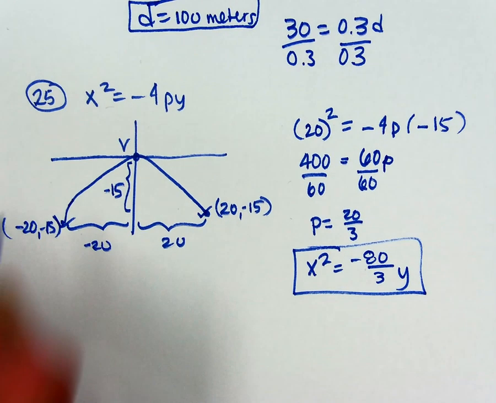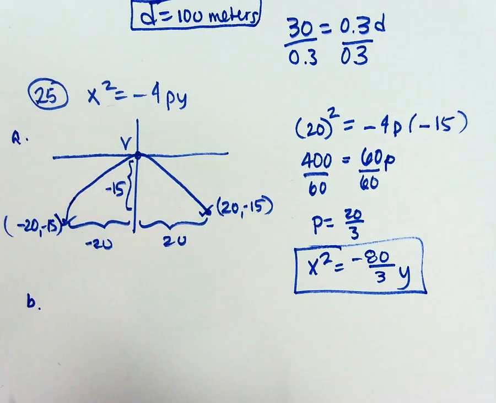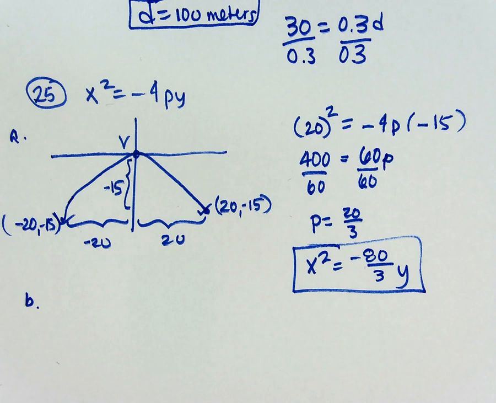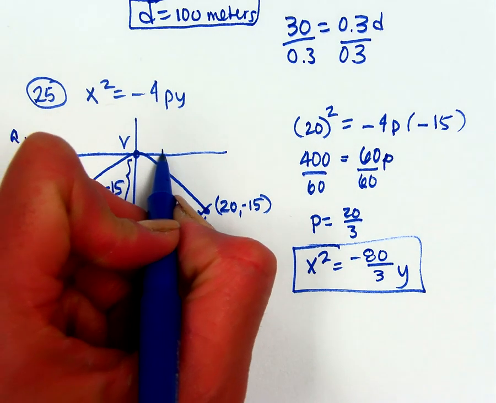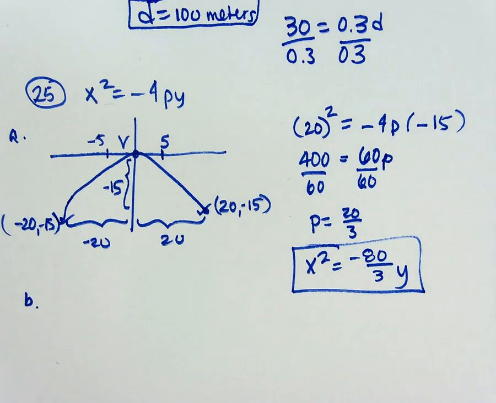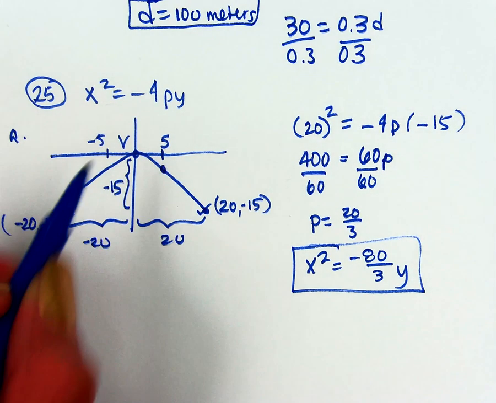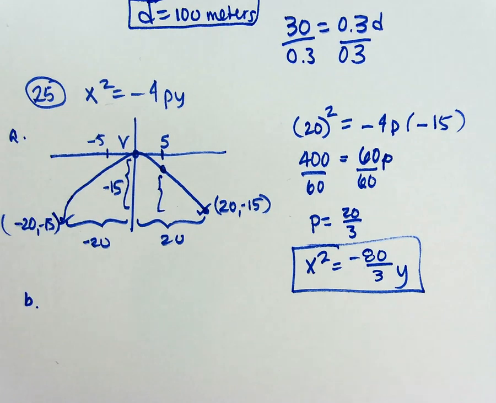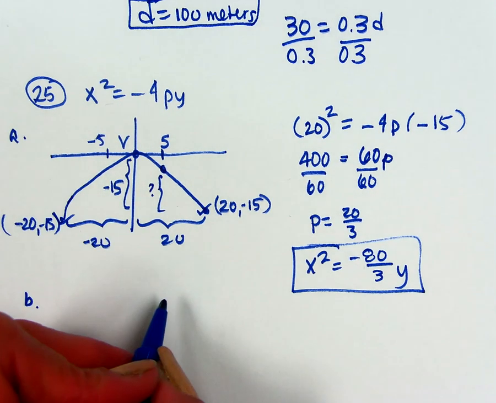Part B, after you found the equation, says use the equation determined in part A to compute the height of the arch that's 5 feet away from the center. That is at x equals 5 and x equals negative 5. So since it's symmetric, we just need to find one of them. All right, we basically need to find where this point is, but we want to know this distance. So that's our final answer.